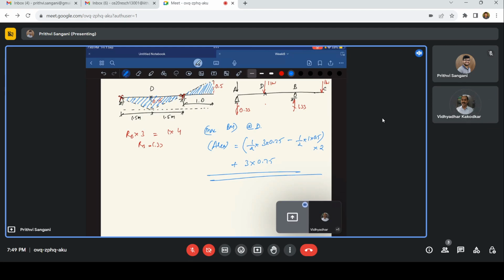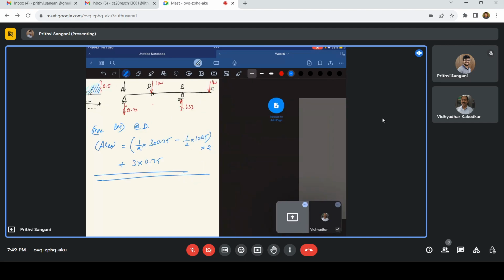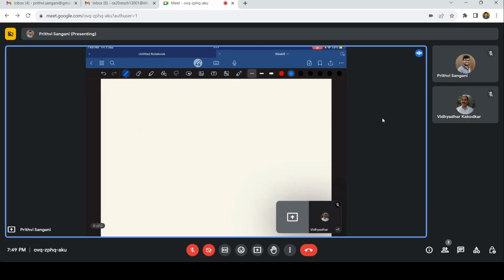We'll see now some UDLs, moving UDLs, and moving point loads, train of loads. Okay, so we'll have... I have a question. Yeah, so let me note down the question. This is question 3.